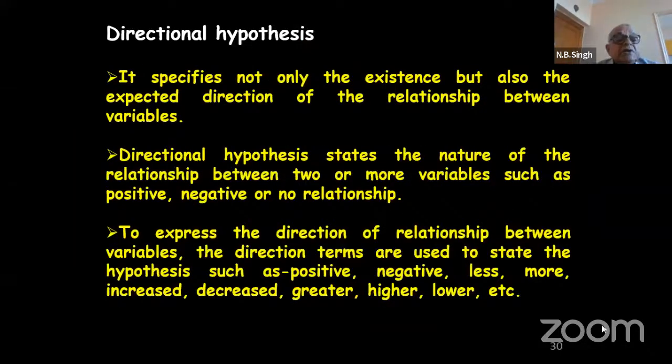Directional hypothesis. It specifies not only the existence but also the expected direction of the relationship between variables. Directional hypothesis states the nature of the relationship between two or more variables, such as positive, negative, or no relationship. To express the direction of relationship between variables, direction terms are used to state the hypothesis, such as positive, negative, less, more, increased, decreased, greater, higher, lower, etc. In the hypothesis you can express in these terminologies.